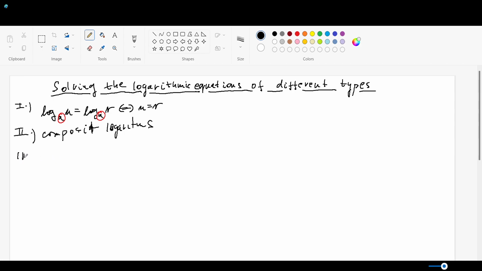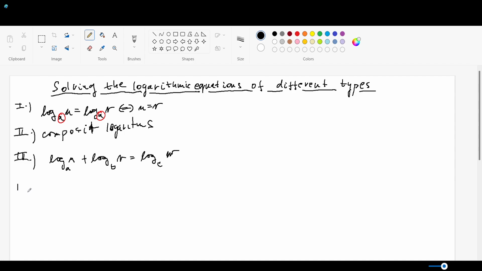The third type of logarithmic equation could be called logarithms with different bases, which for example could be something like logarithm base a of u plus logarithm base b of v is equal to logarithm base c of, let's say, w. You will see how to solve such an equation.